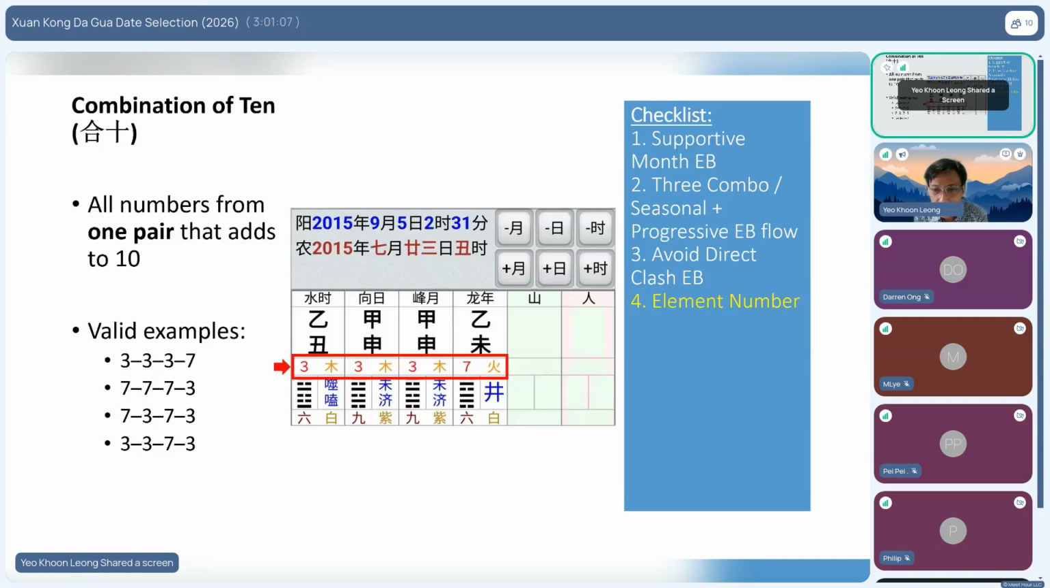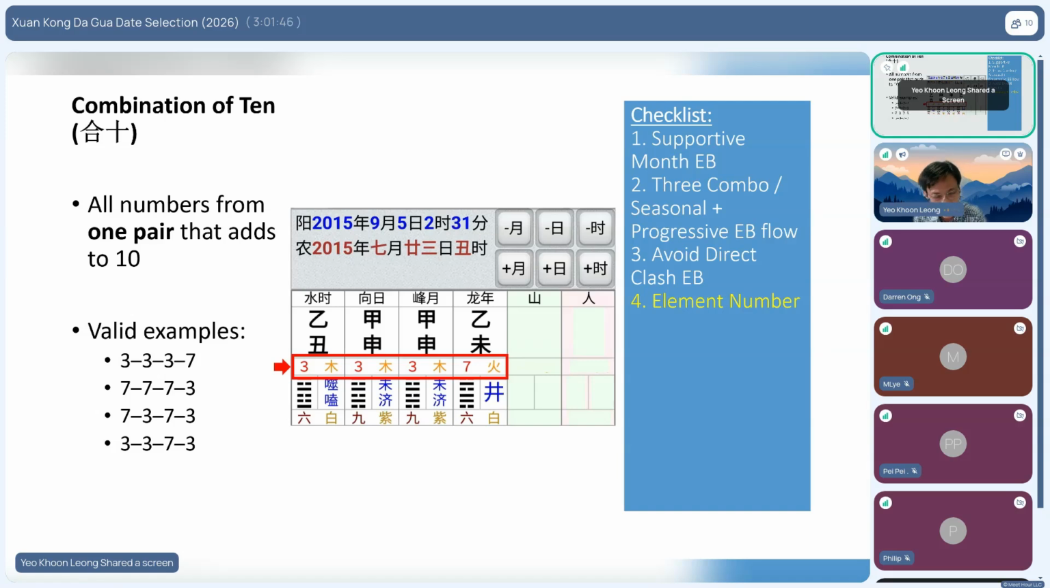Now, the first and most preferred method is called the combination of 10. I already said that. This is my personal preference. This one, the entire set of element number must come from only one pair that adds up to 10. Okay, so example, I've shown you one example just now. Now I'm showing another example. It could be 3337, or it could be 7773, or it could be 7373, or it could be 3373. Either way, you're just playing around with only these two numbers, and these two numbers are the combination of 10.